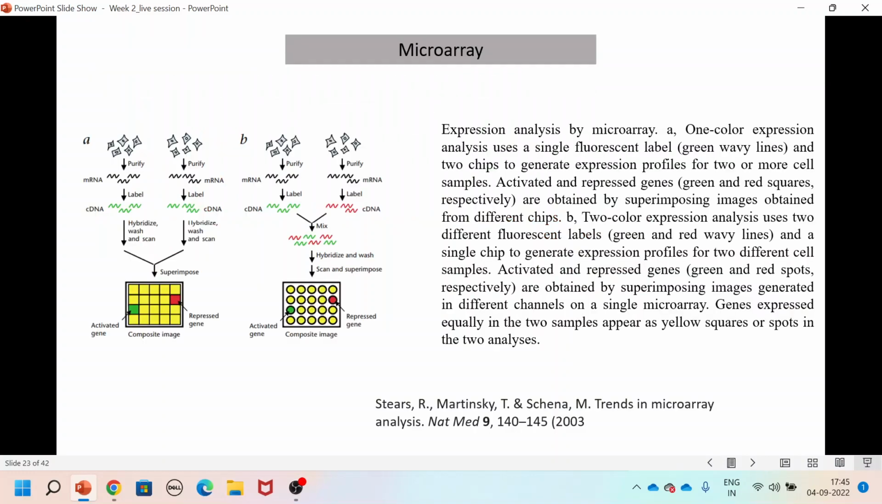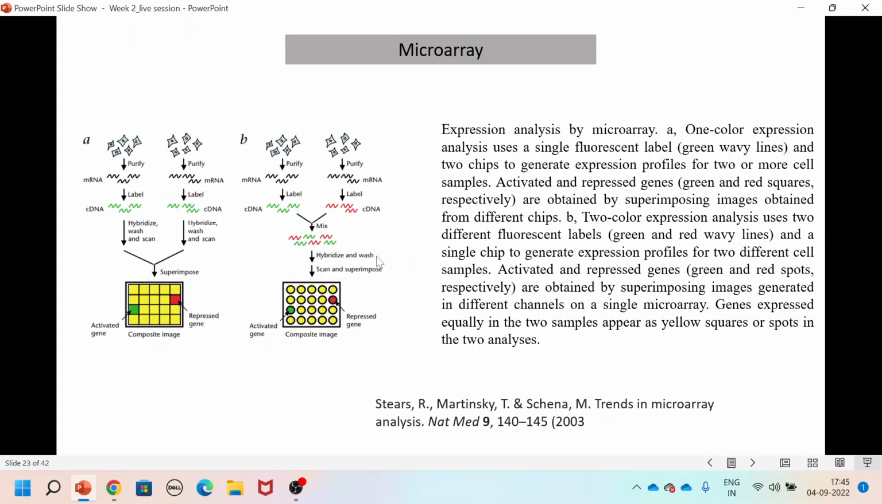The next technique, which is widely used in studying transcriptomics, is the microarray. So, microarray permits the analysis of gene expression, DNA sequence variation, protein levels present in tissues or cells, and other biological and chemical molecules in a massively parallel format.